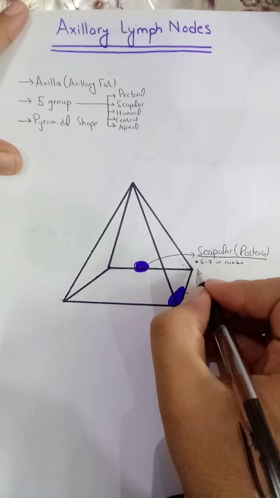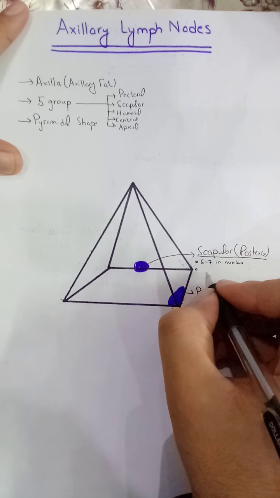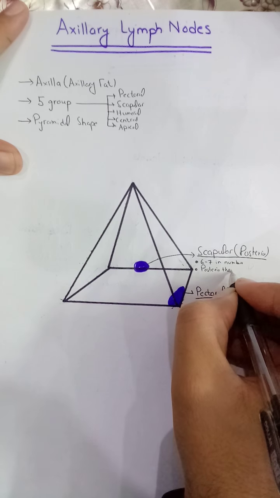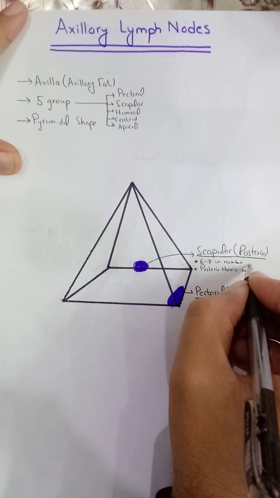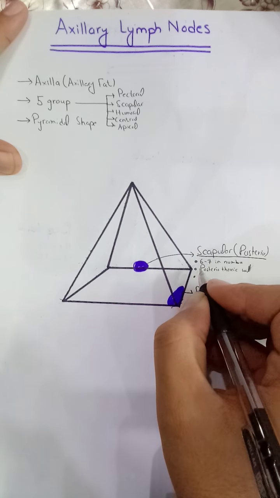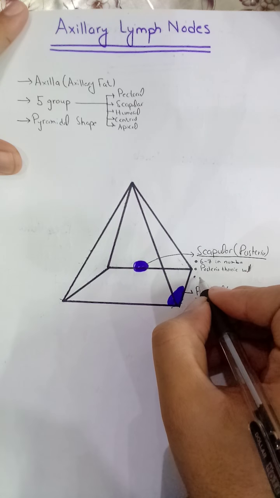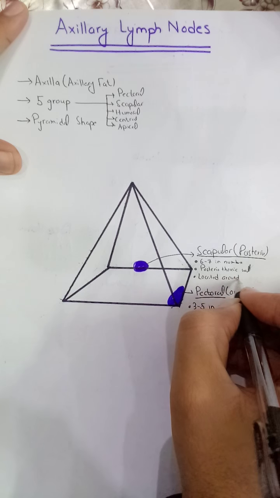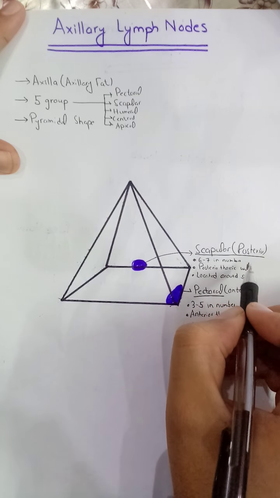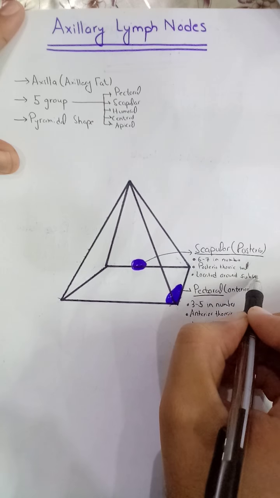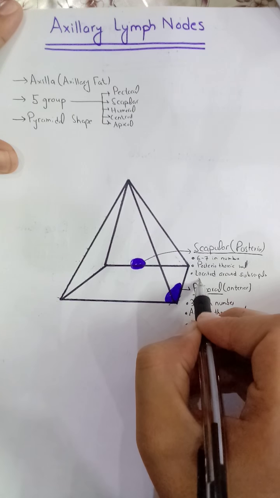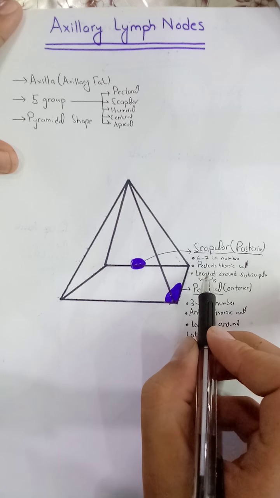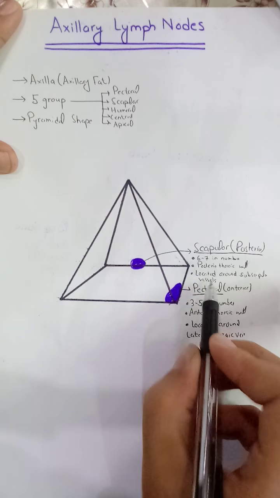and they will receive the lymph from the posterior thoracic wall and scapular region, and they will be located around the subscapular vessels. These are their number, their drainage and their location.